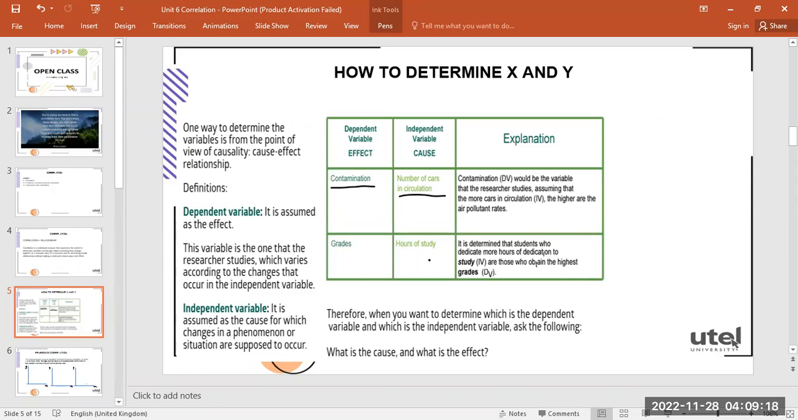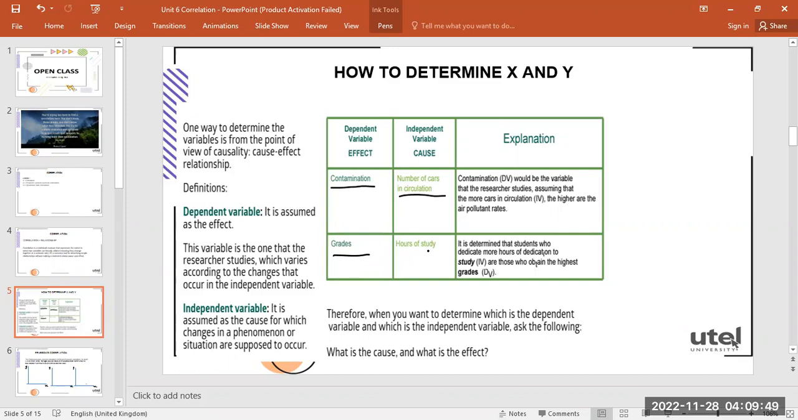Another classic example is when you want to carry out a study concerning the grades that students obtain in a particular course vis-a-vis the number of hours that such a student dedicates to their study. And in this case, you can see that the grade obtained, whether an A, B, C, or an F, is dependent on the number of hours that the student dedicates to his or her study.